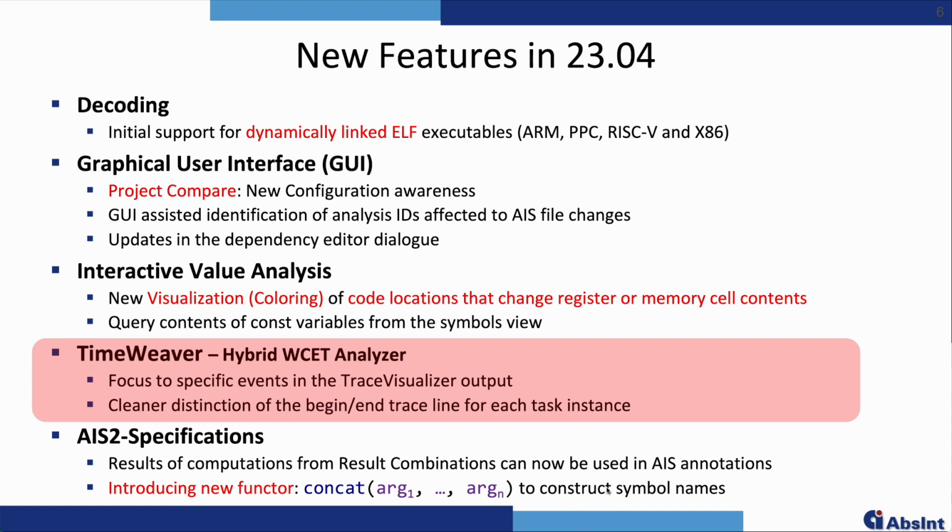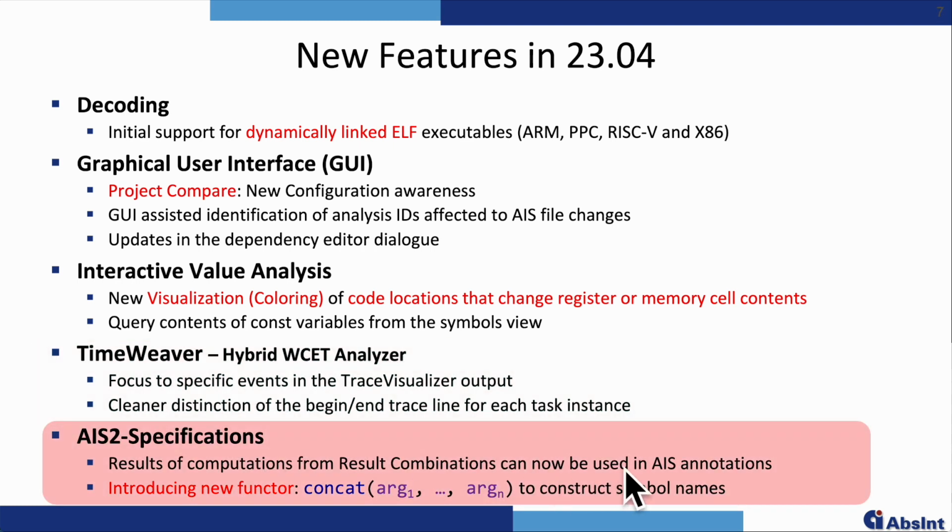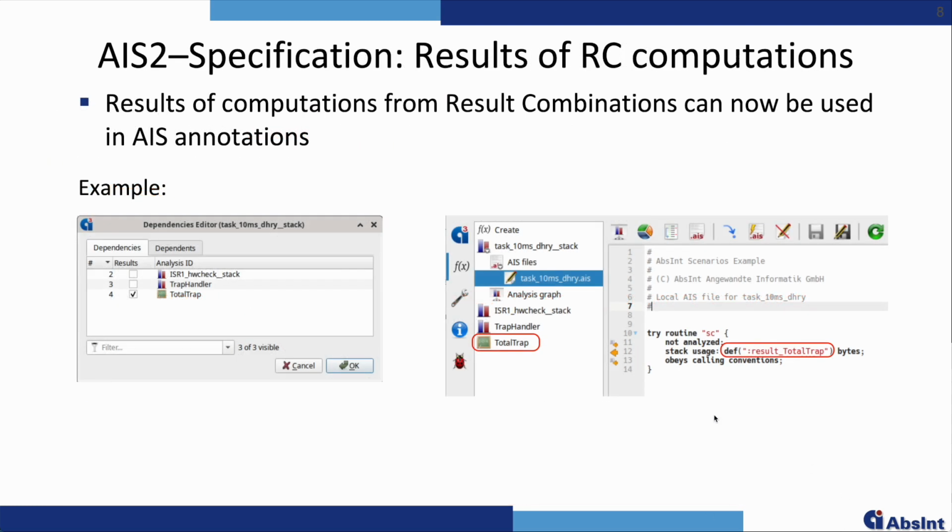I'd like to conclude today's videocast with an update on our AIS2 specification language. First of all, we now support a reference to results from computations of result combinations in AIS2 specifications. And we introduce a new functor called concat to simply construct your own symbol names, your own strings. Let's have a demo on the results of result combination computations first.